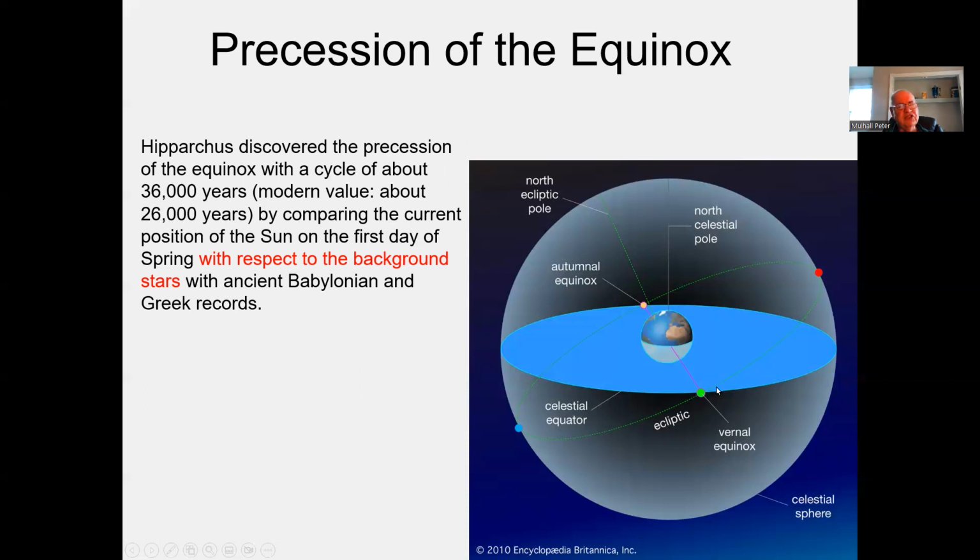This was very strange. Hipparchus had the leap of insight that this place, again, on the celestial sphere, of where the sun crosses the celestial equator, must swing back and forth on the celestial sphere. It's sometimes in front of some constellation of the zodiac and sometimes on others. And he calculated the cycle of swing back and forth to be 36,000 years.